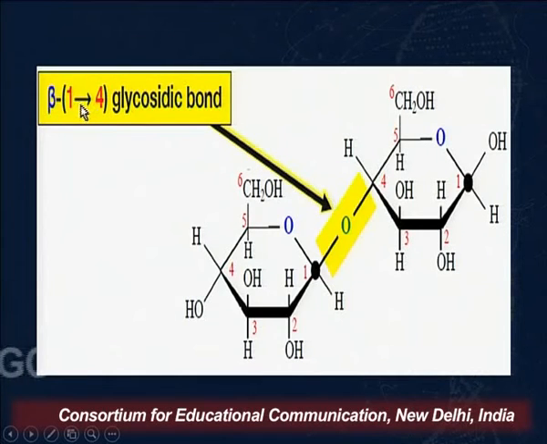which indicates that the bond is between the first carbon and the 4th carbon. And then we are naming it as beta. Why beta? Because the bond is facing upwards between the anomeric carbon and the acetal ether linkage here. So why am I stressing so much here?